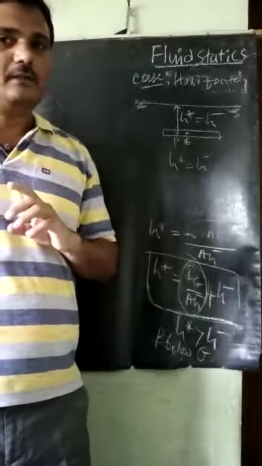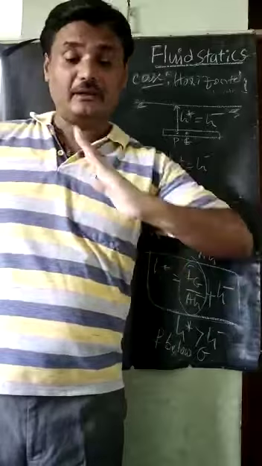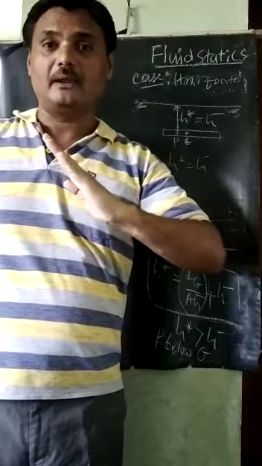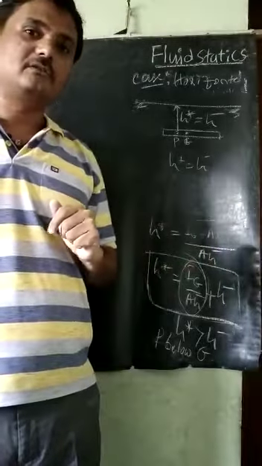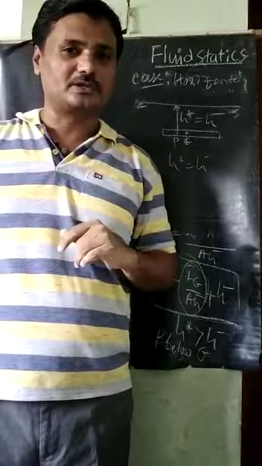Case 3 is when the surface is submerged inclined. If it is making some angle, then what will happen? What is the formulation for H star? We will see in the next video lecture.